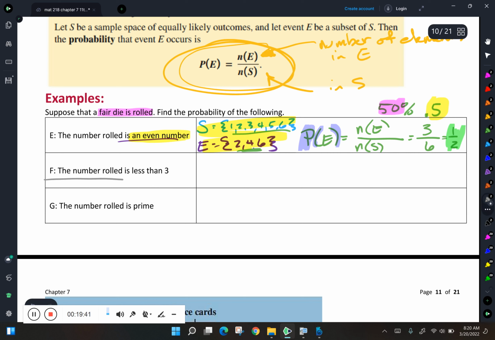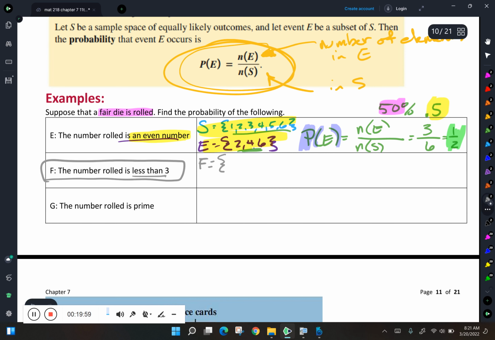Let's take a look at the next one. The number rolled is less than 3. So what is that set F? What is that event F? Gosh, that's ugly. Let's see if I can make that prettier. There we go. Less than 3. Less than 3 are 1 and 2. So then what's the probability of F? Well, there are 2 elements in F. There are still 6 elements in the sample space, so 2/6 or 1/3 when reduced.